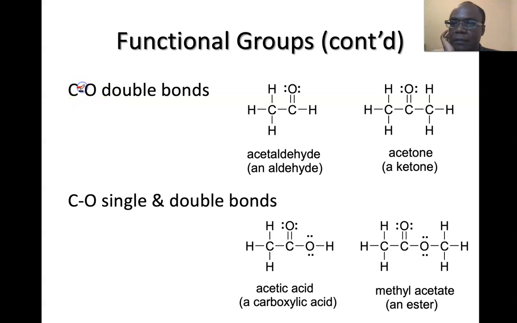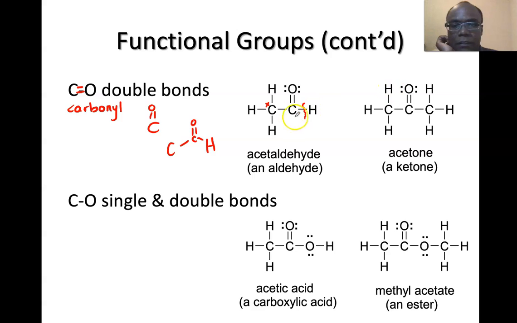Now, what if you have a CO double bond? So let's say you have a double bond there. So this is a carbonyl. I just corrected the notes there. That's a carbonyl, C double bond O. So where you have a carbonyl attached to a hydrogen on one side and a carbon on the other side, that's called an aldehyde. So generally this is the representation of an aldehyde.